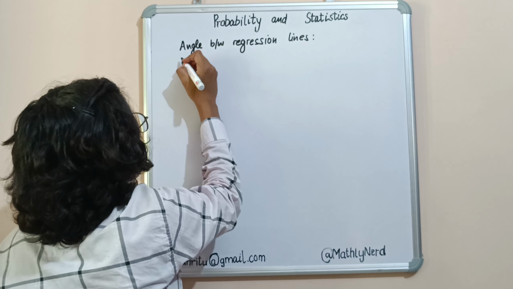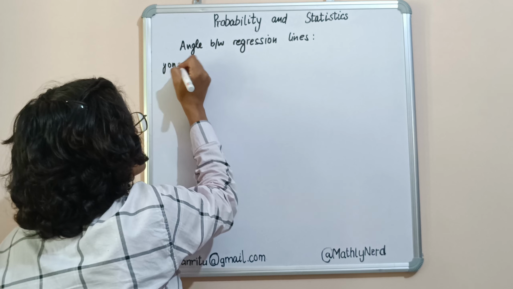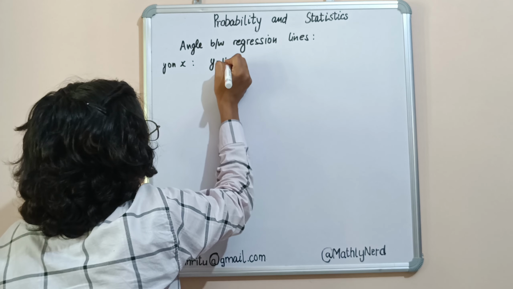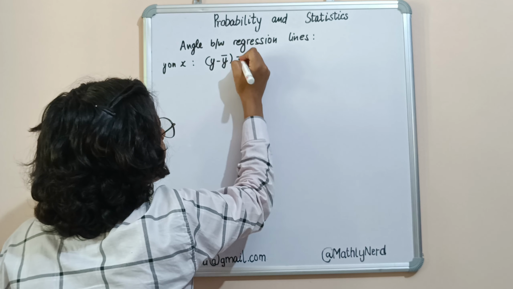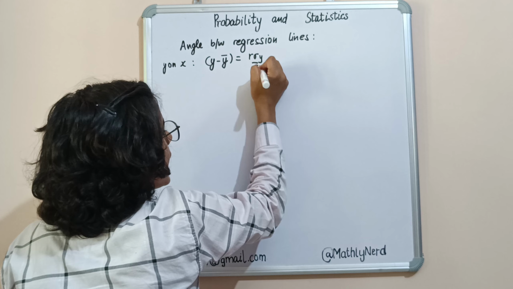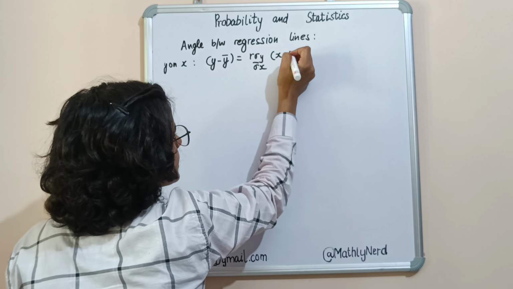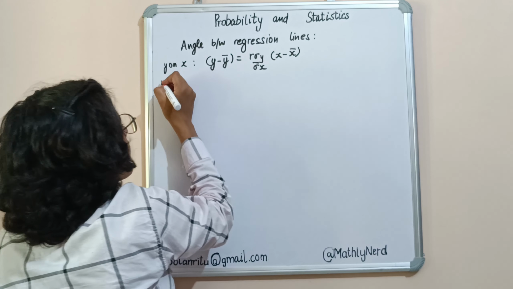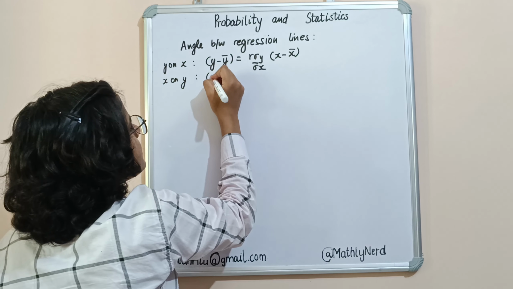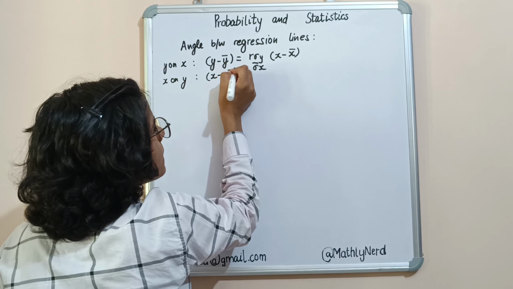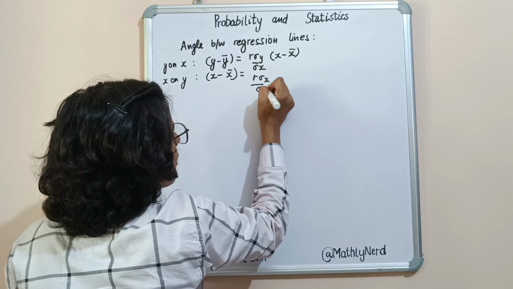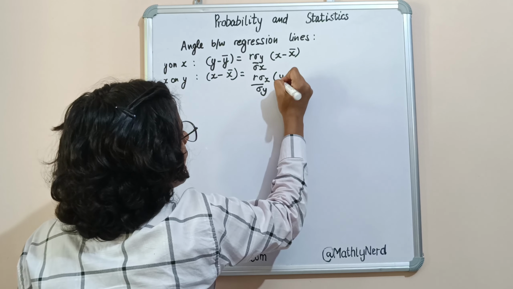Our line for y on x is y minus y bar equals r sigma y by sigma x, x minus x bar. And our line for x on y is x minus x bar equals r sigma x by sigma y upon y minus y bar.